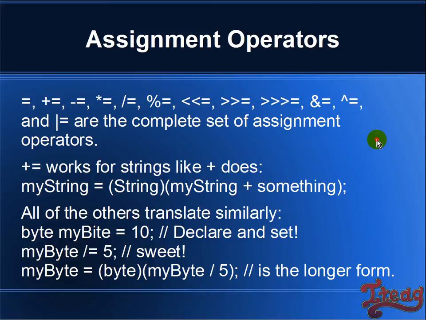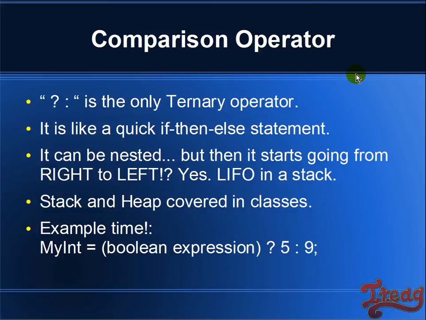All right, let's see what we got next. Ah, yes, the final operator in the list. Now, I've already covered this in the if-then-else, flow control 2. But yes, this little question mark and the colon, it's the only ternary operator. So there was unary, which works on 1, binary, which works on 2, and this one is a ternary operator, which means it works on 3 things. So it's like a quick if-then-else statement. It can be nested.